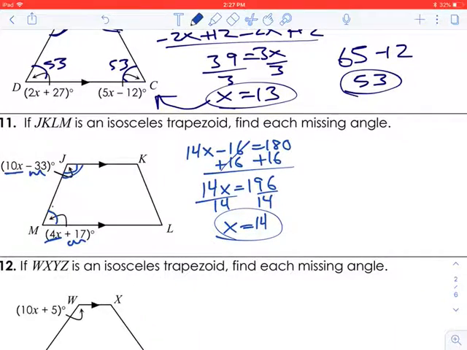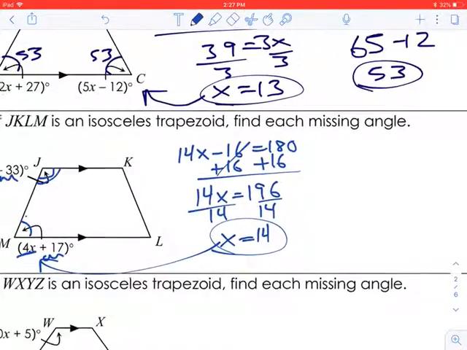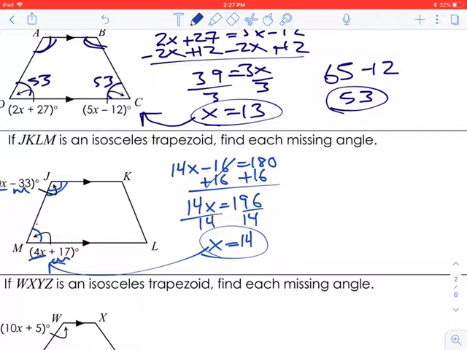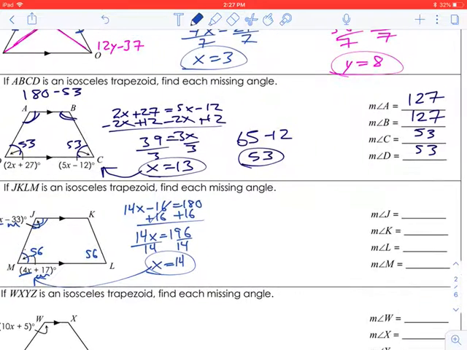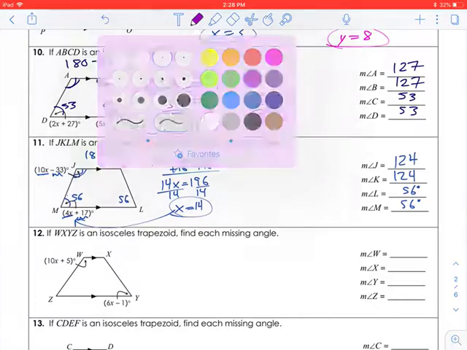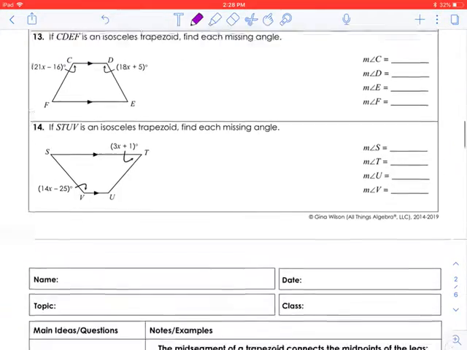So plug 14 right back in, and what are we going to end up with? 14 times 4 would be 56. So this is 56 here, which means this is 56. Okay, so M and L are 56. And if that's 56, 180 minus 56 would be 124. Okay, and that's that. Those are isosceles trapezoids. Okay, so on to the next one.